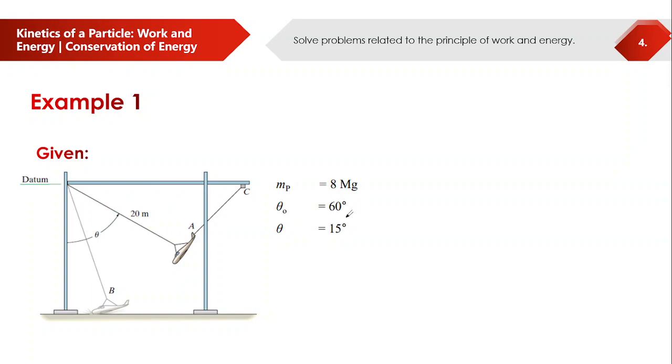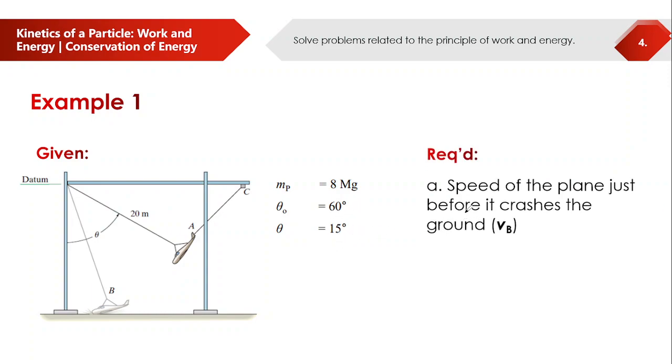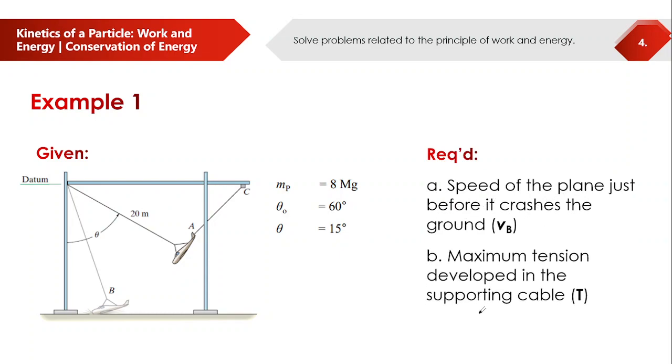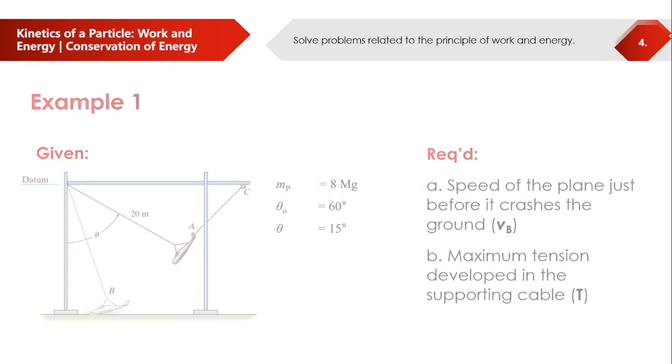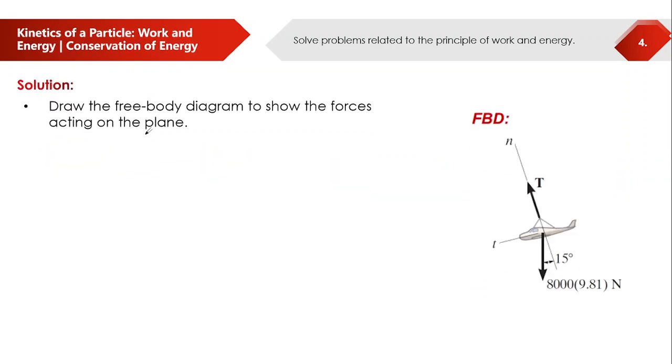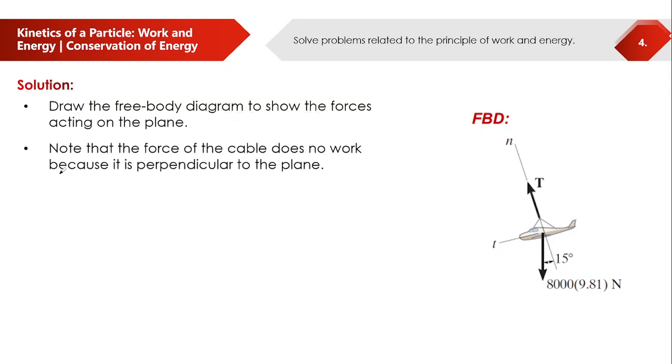Theta, initial position, is 60 degrees, and the final is 15 degrees. And the required is the speed of the plane just before it crashes into the ground and the maximum tension developed in the supporting cable. So, first we identified the givens and unknowns. Next is to draw the free body diagram to show the forces acting on the plane.